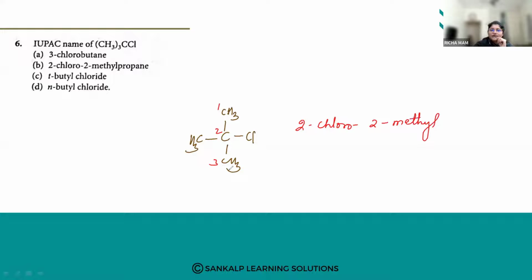IUPAC name of this compound. Let me illustrate it: CH3, CH3, CH3 and Cl. What is the chemical name? Again, follow the longest parent chain, then the substituents. This is 1, 2, 3; here only 1, 2 are there. Then at 2 position you have a chloro group. So 2-chloro, 2-methyl, then propane, right? So again option number 2 is the answer.